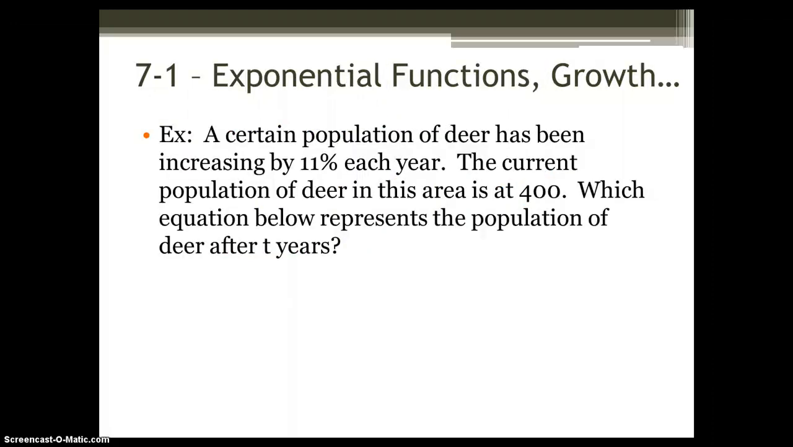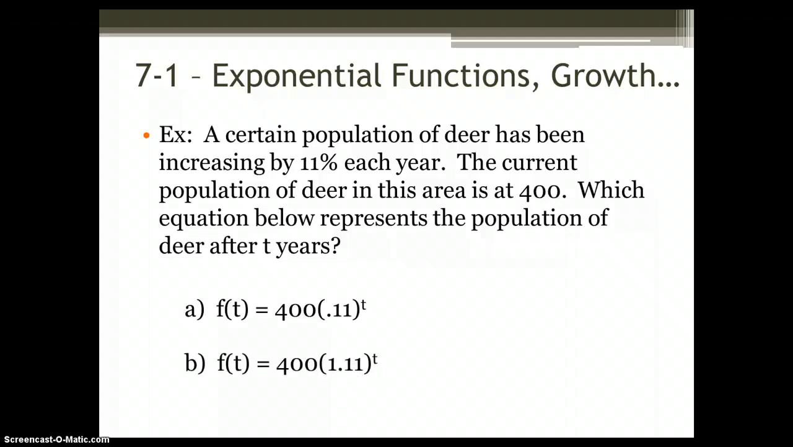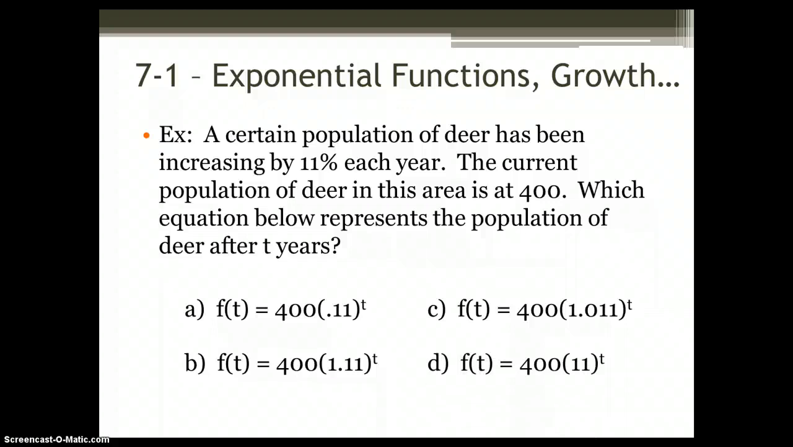Let's take a look at another example. A certain population of deer has been increasing by 11% each year. The current population of deer in this area is 400. Which equation below represents the population of deer after t years? Is it A? Is it B? Is it C? Or is it D? You decide.